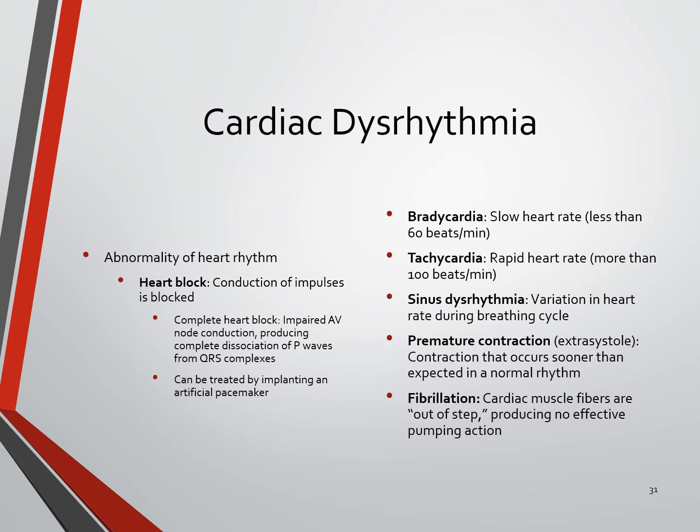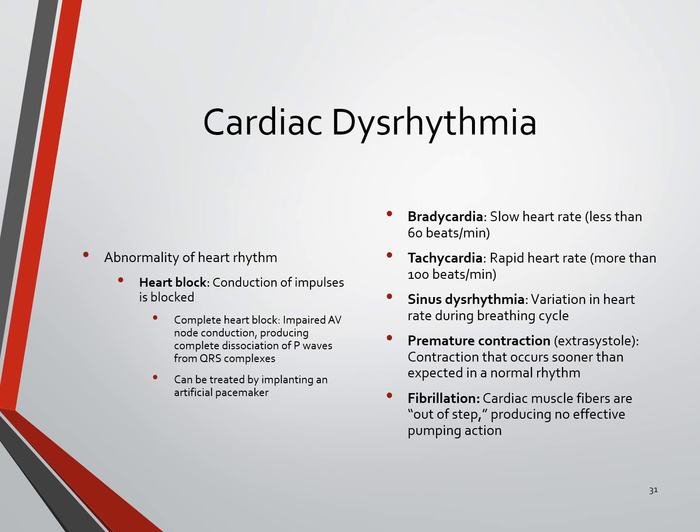Some other rhythms, and this just goes with our medical terminology, are bradycardia and tachycardia. So brady means it's going to be a slower than normal rate, and tachy means that it's going to be a faster than normal rate. We can also have something called a sinus dysrhythmia, and this is a variation in the heart rate due to the breathing cycle. Remember, our thoracic cavity is a closed system, and therefore there are pressure changes within that cavity when we inhale and exhale.